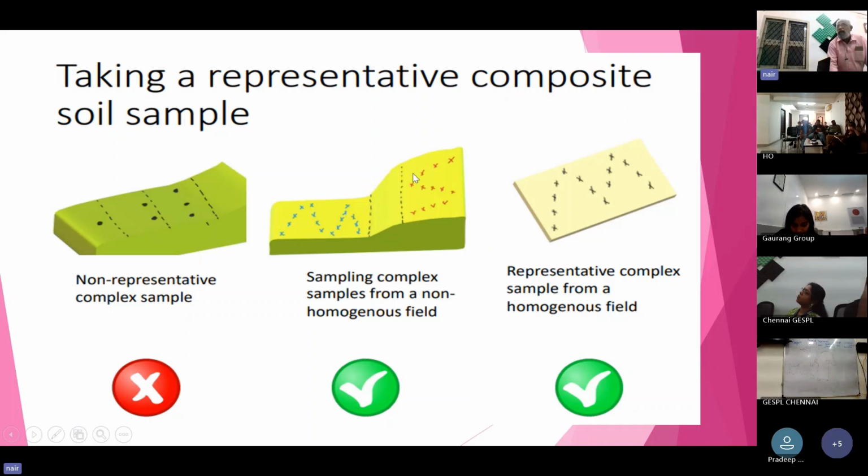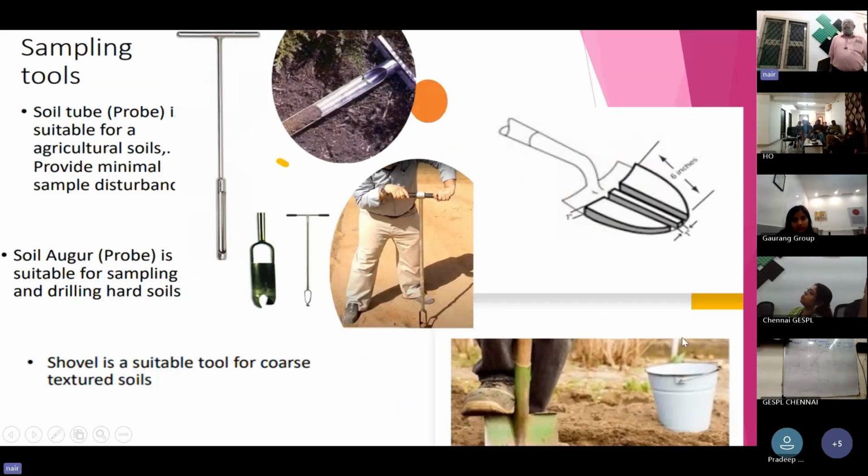See, this one, here also. Then a representative composite sample in a homogeneous field. This is enough. Then sampling tools. Soil tools, you know, agricultural soil, or what? Or the soil auger. This is the commonly used one. This also you can use. Shovel is also suitable.